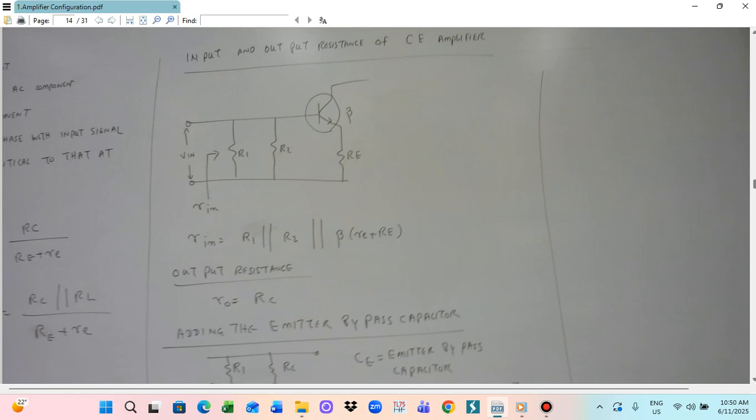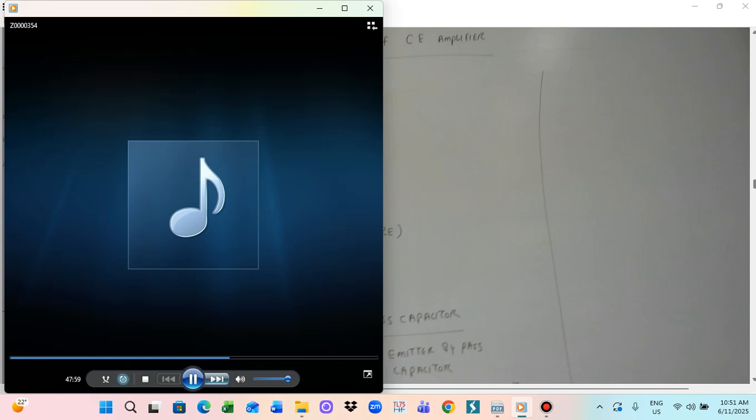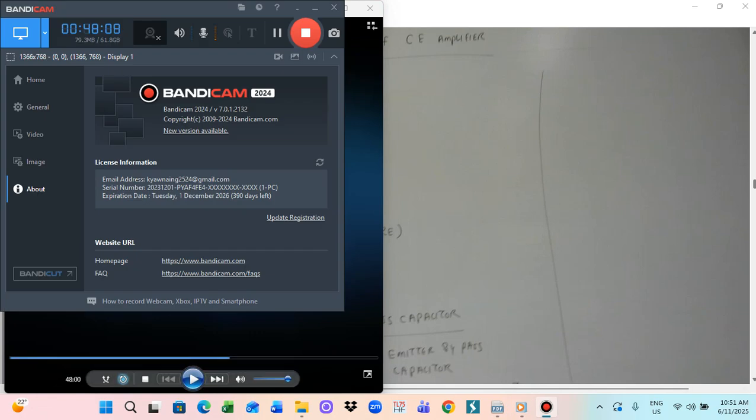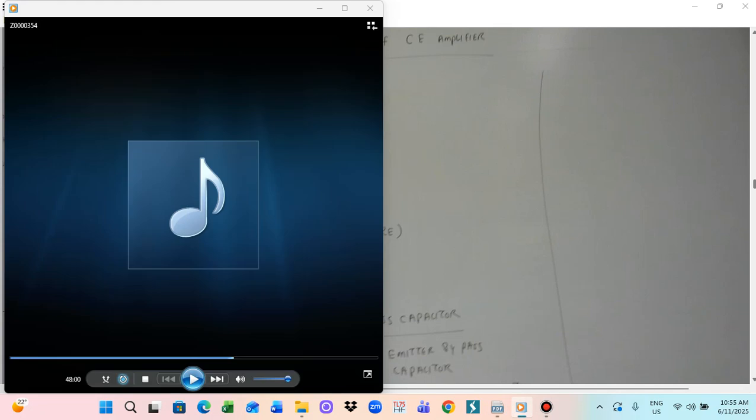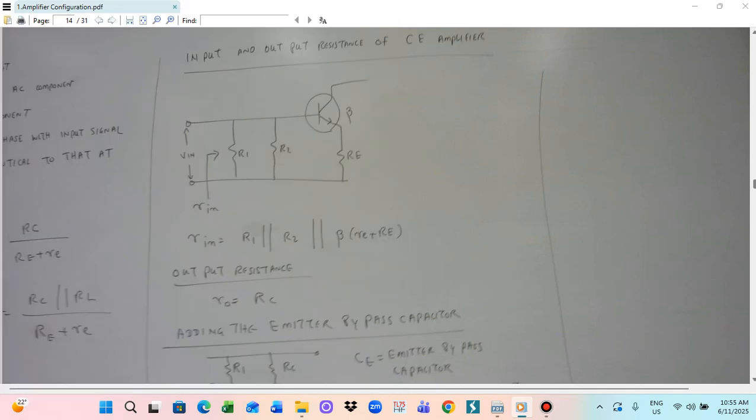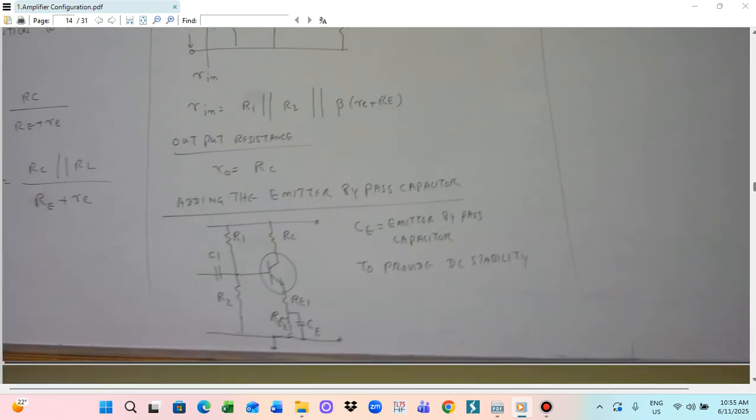So in this case, VCC is given as 15 volts. For the amplifier, the transistor's collector voltage rating is only about 7 volts, so it cannot withstand the full supply voltage. Therefore we have to provide the divider resistors. Those resistors RC, R1, R2, RE reduce the voltage across the collector. So this is the circuit.